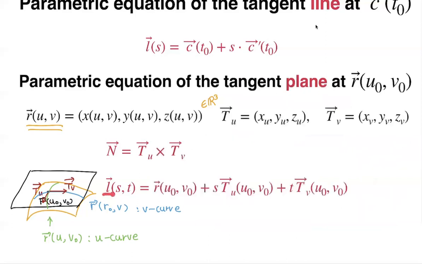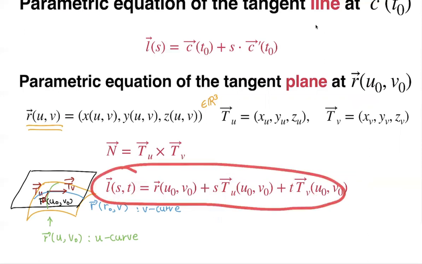So exactly what we obtained here: if we say that this tangent plane is given by L of s and t, then this is the one point that lies on the tangent plane, plus this is our one variable s times tu at u0, v0. tu is our one vector that lies on the tangent plane, and t is the other variable, times the other vector tv. So our parametric equation is given like this.